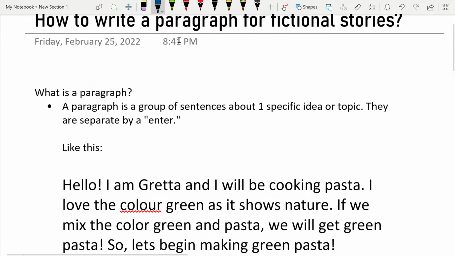If you have read any novels before, not even stories, you must have seen that they have bits and pieces of text separated by an empty line. Well, that is a paragraph. Let's read the definition. A paragraph is a group of sentences about one specific idea or topic. They are separated by an indent, meaning an empty line.